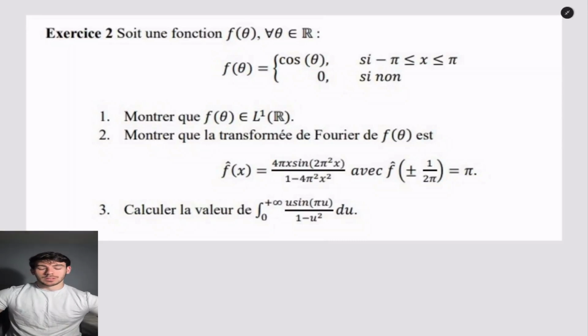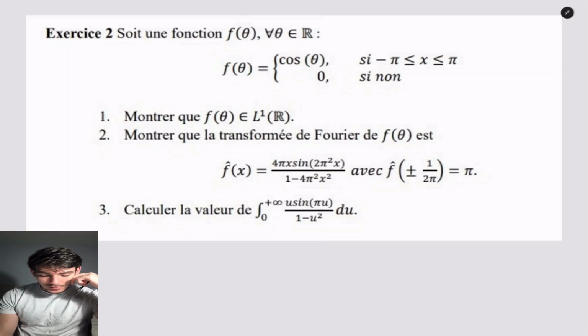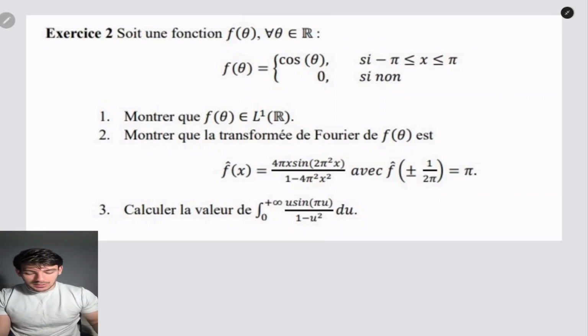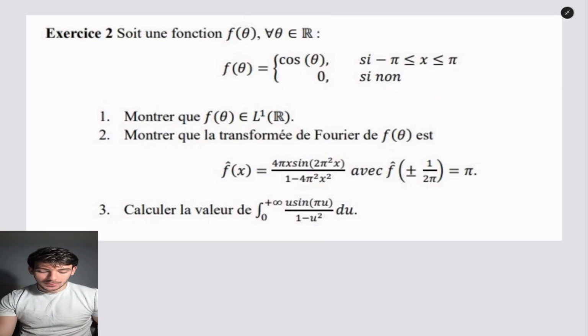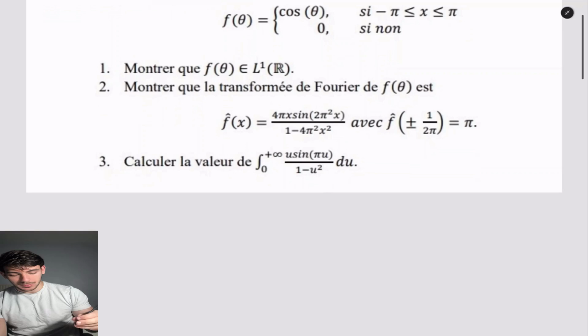Okay, so second exercise of Fourier transform. Here we have the function f of theta. It is equal to cosine of theta if theta is between minus pi and pi, and otherwise the function value is 0. So the first question, we need to demonstrate that f of theta is inside the space L1 of the real numbers.